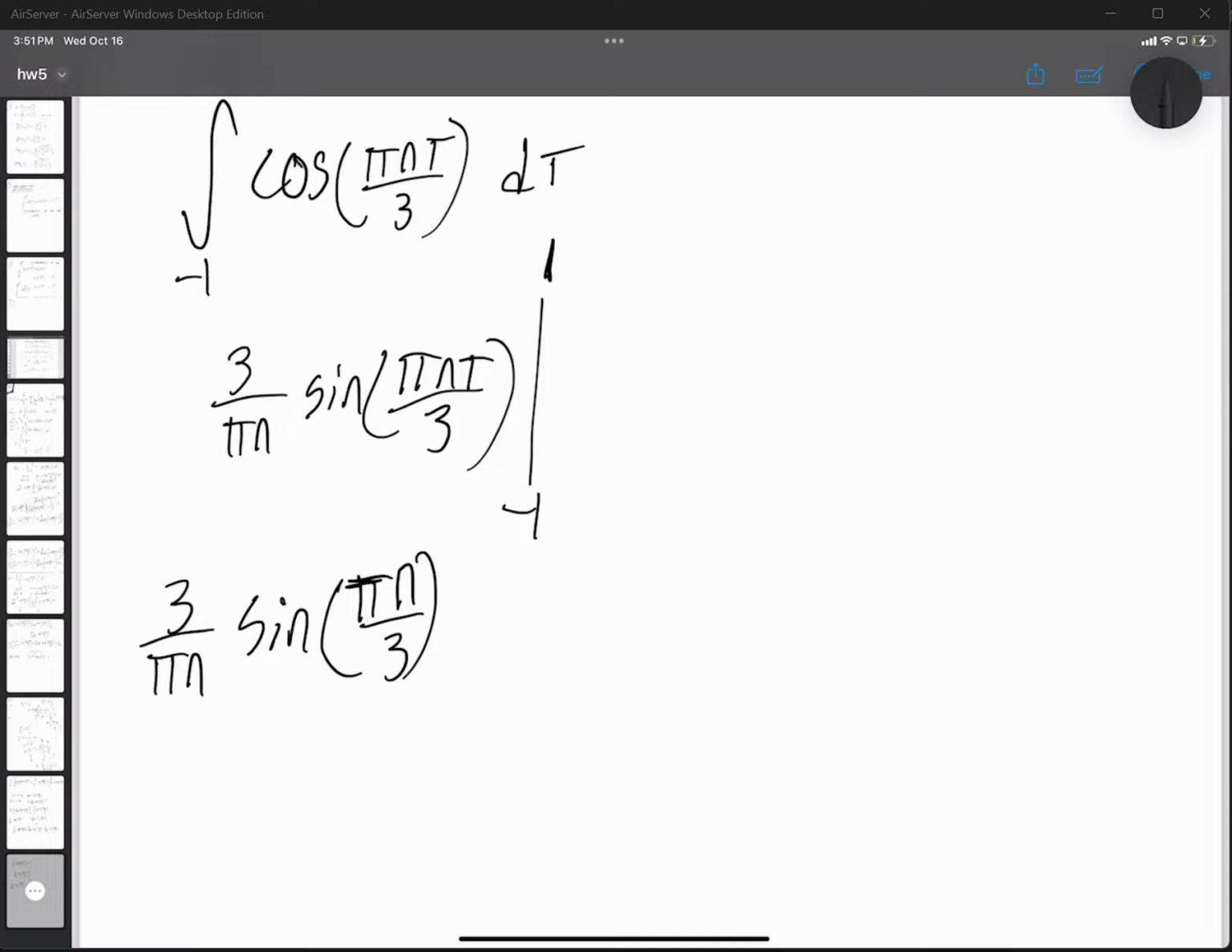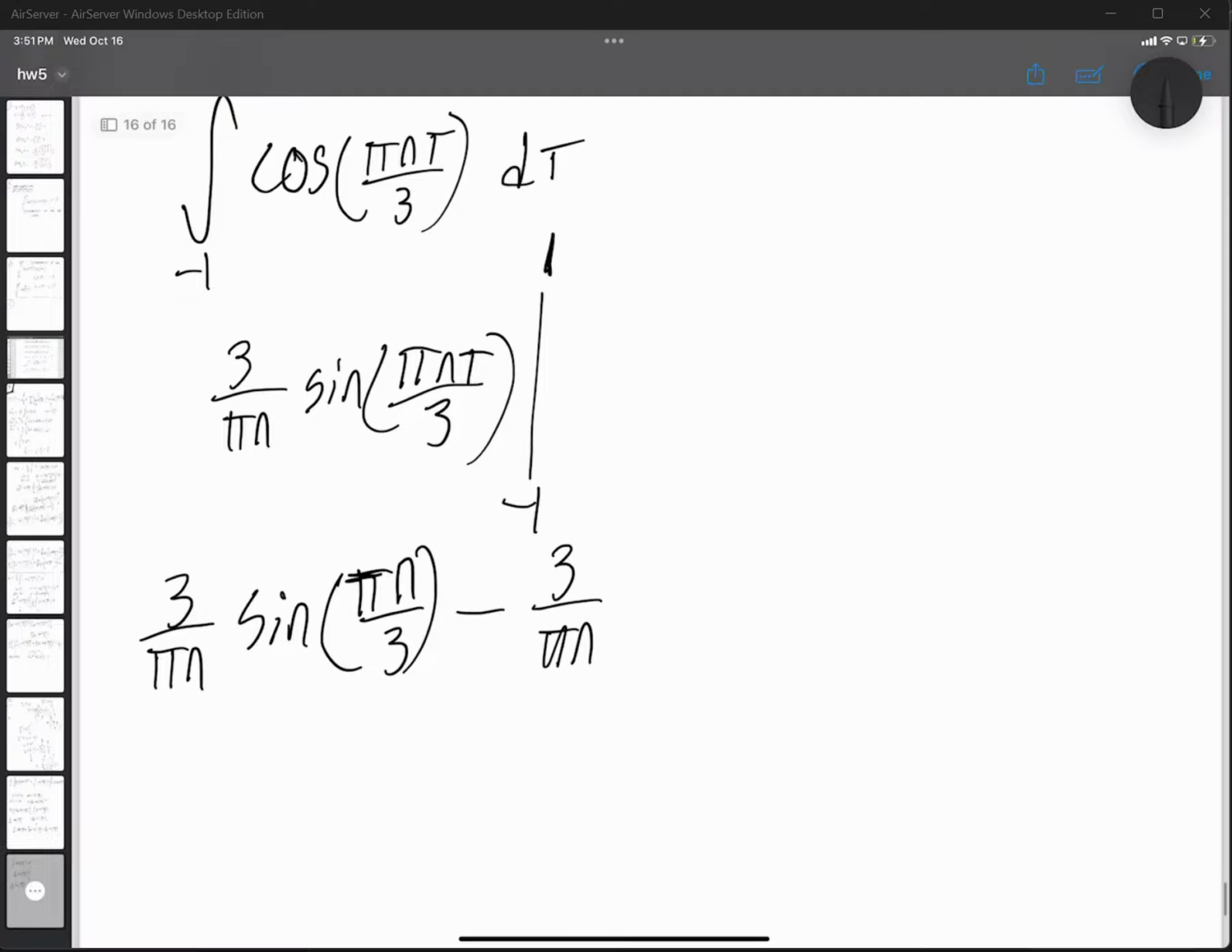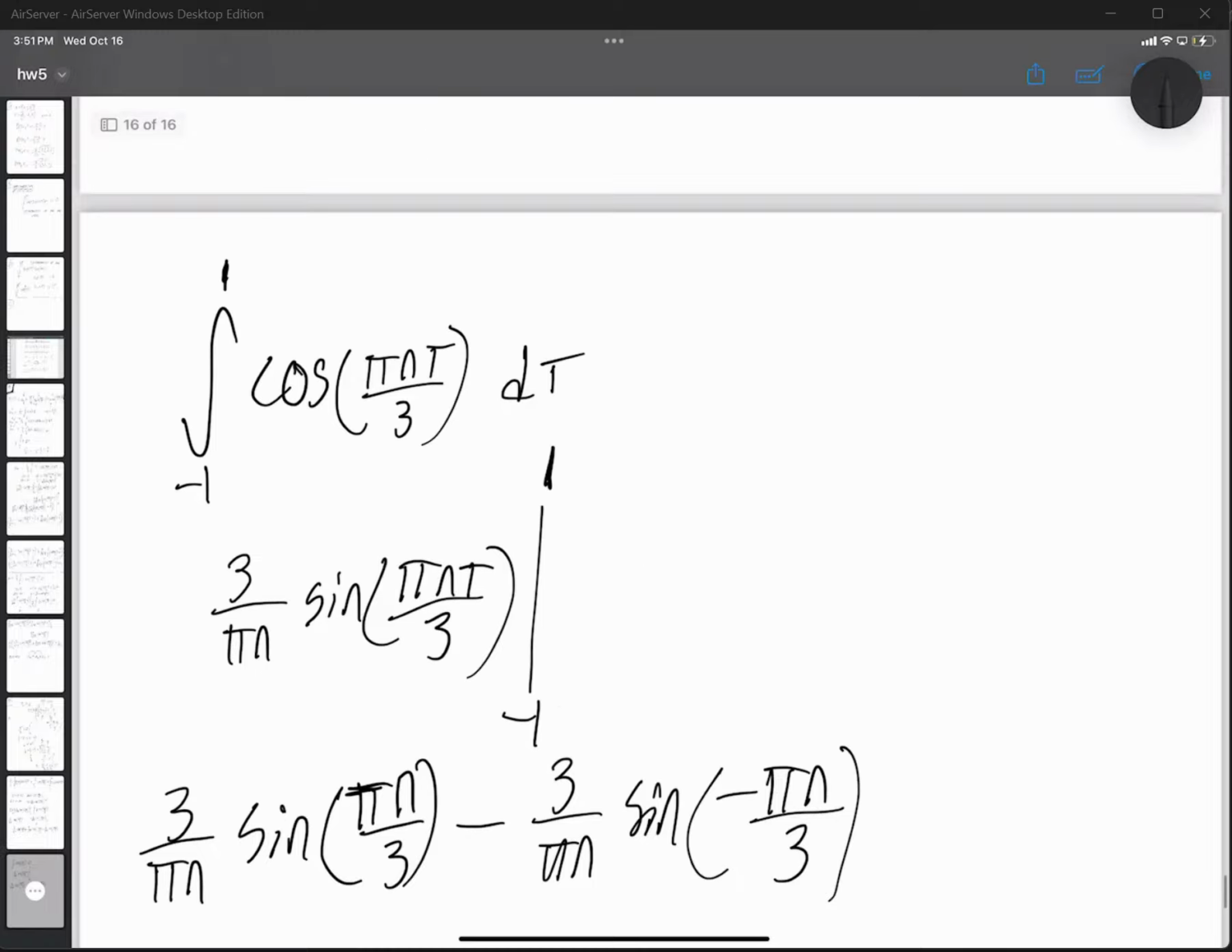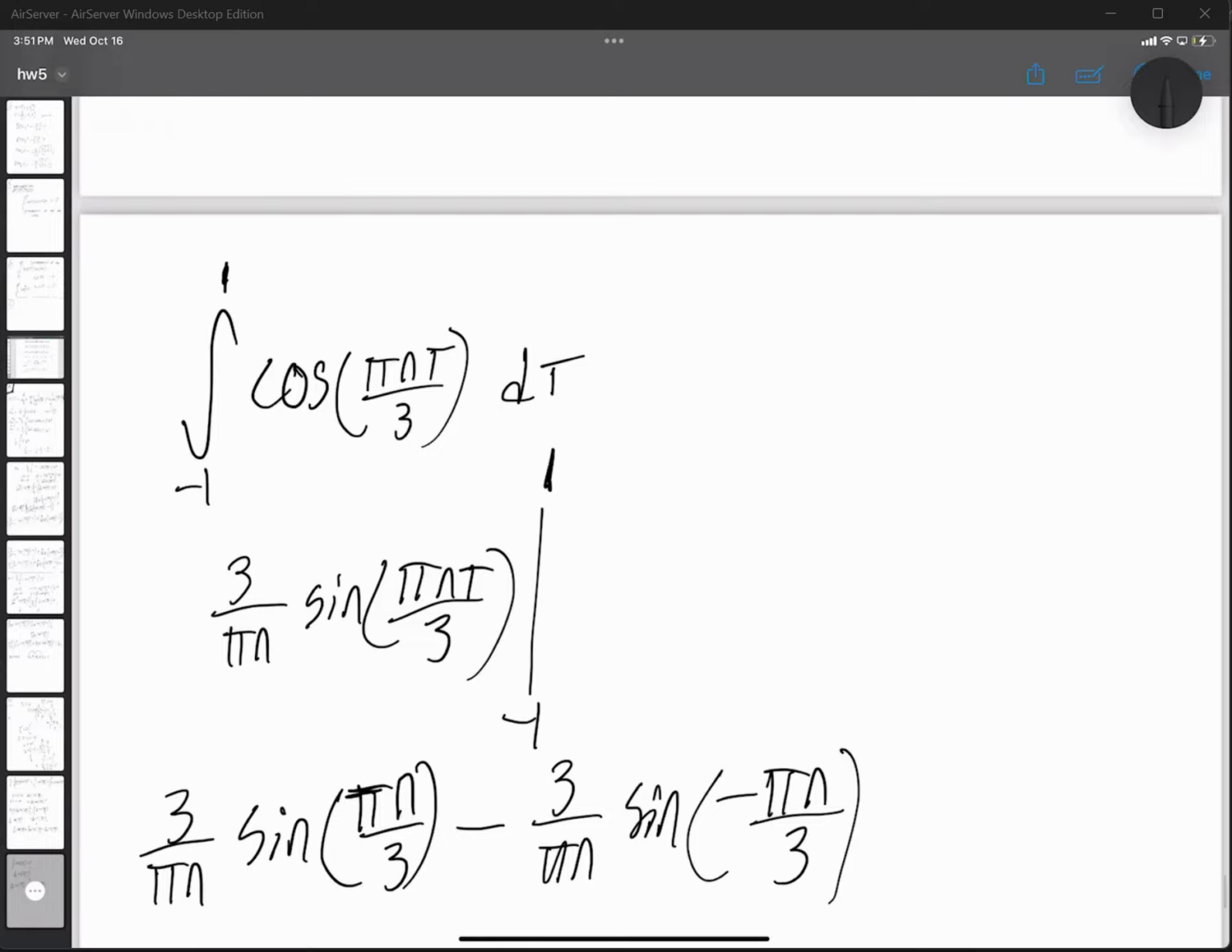Plugging in the values for t. 3 pi n sine of negative pi n over 3. I feel like there's a trigonometric thing I could do there, but I don't want to. So that's our answer for that one.